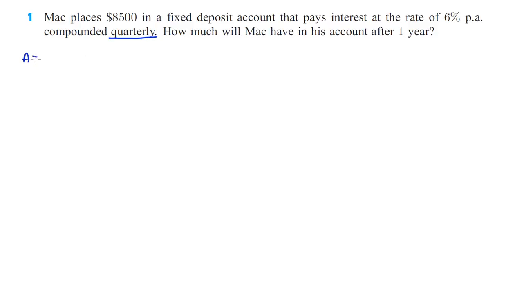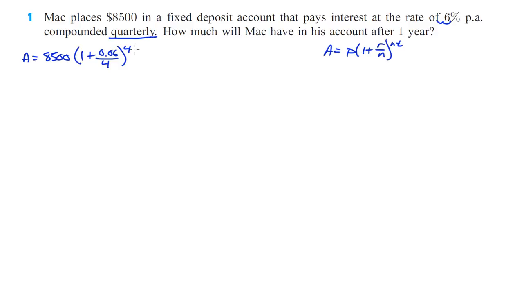So A equals, P is our original investment, so that's $8,500 times 1 plus our rate is 0.06 divided by, and then this is the number of compound periods per year. So if it's quarterly, that means there's 4 compound periods in that year. So there's going to be a 4 here and also a 4 here. So again, remember, this is our A equals P times 1 plus R over N to the N T formula that I showed you in the notes.